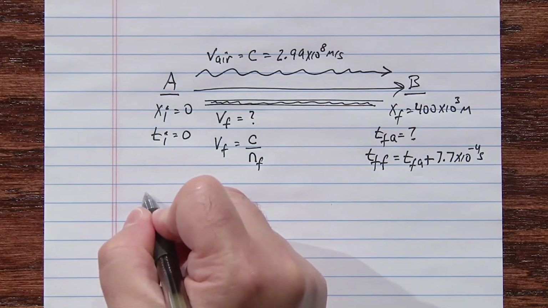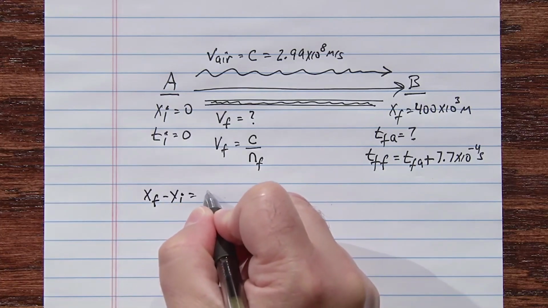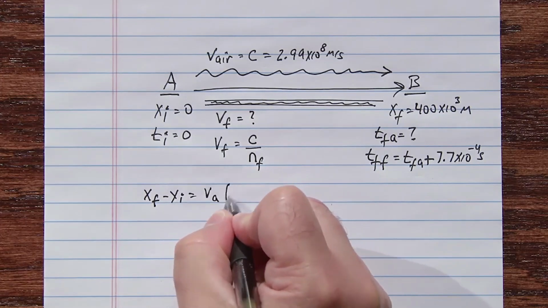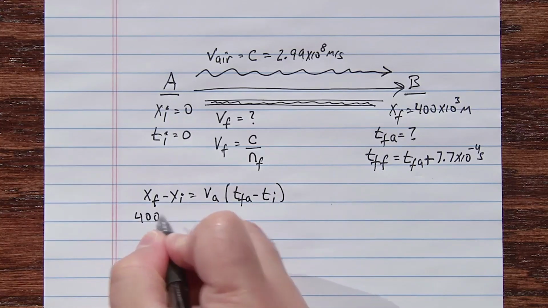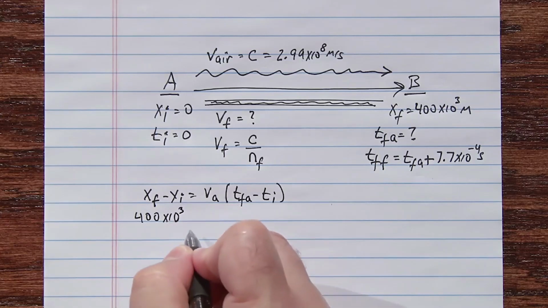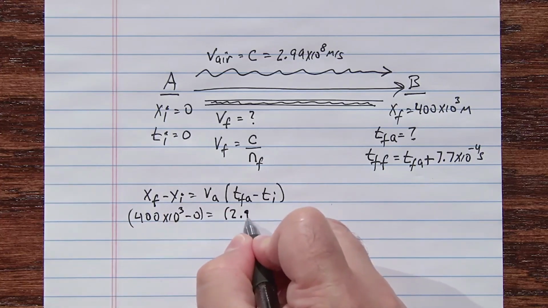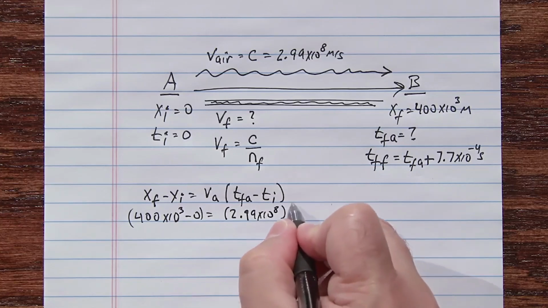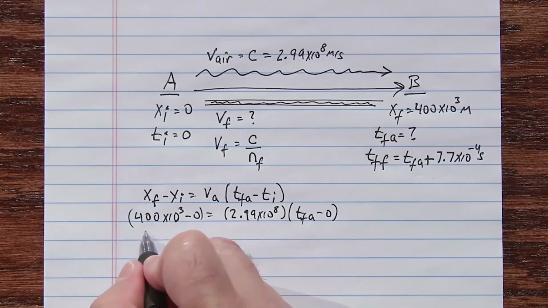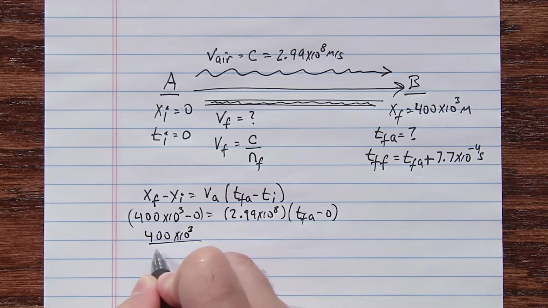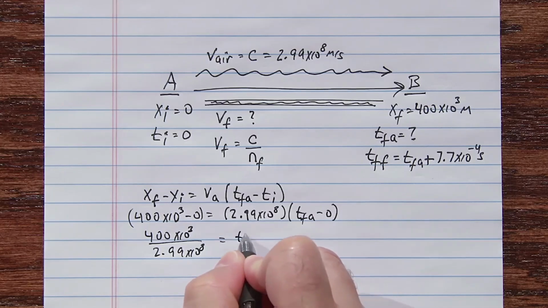Okay, let's do that. X final minus X initial is equal to V air times T final in the air minus T initial, or 400 times 10 to the 3 minus 0 is equal to 2.99 times 10 to the 8 meters per second times T final in the air minus 0, or 400 times 10 to the 3 divided by 2.99 times 10 to the 8 is equal to T final in the air.